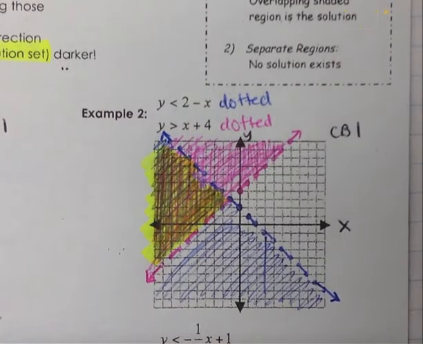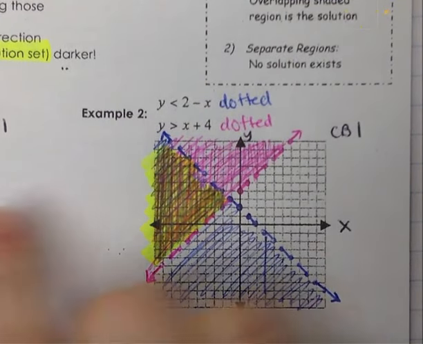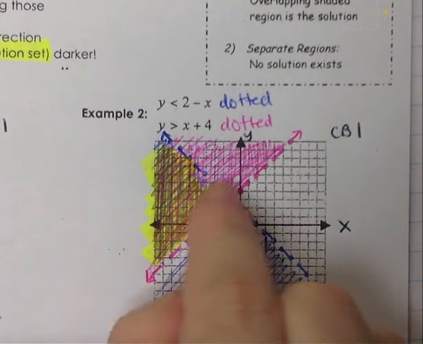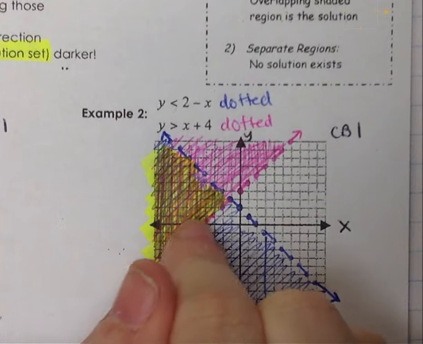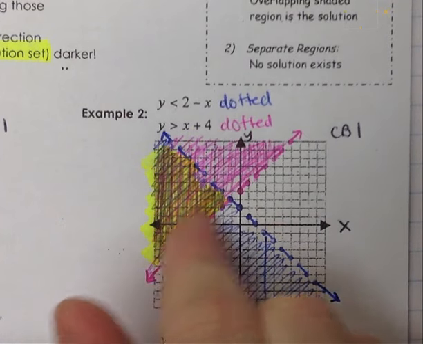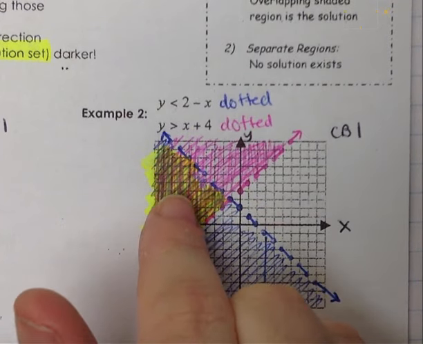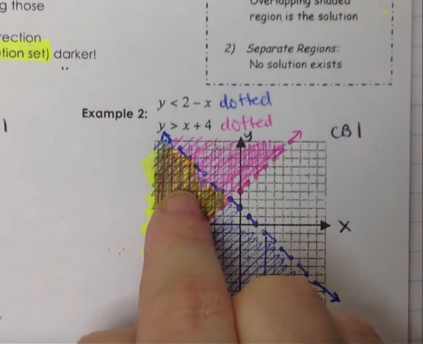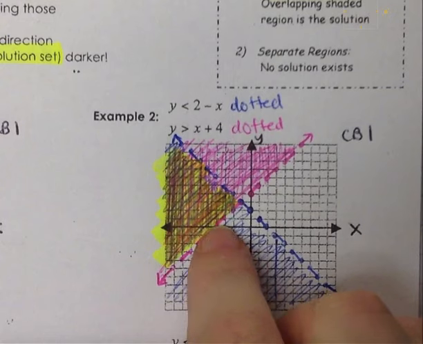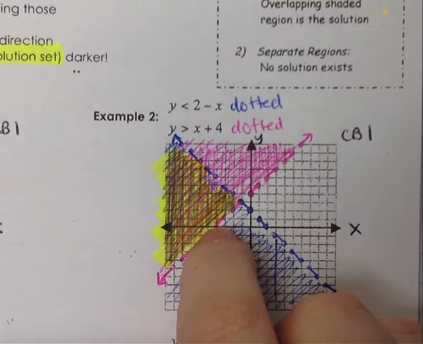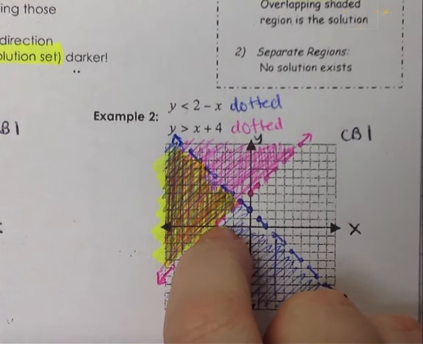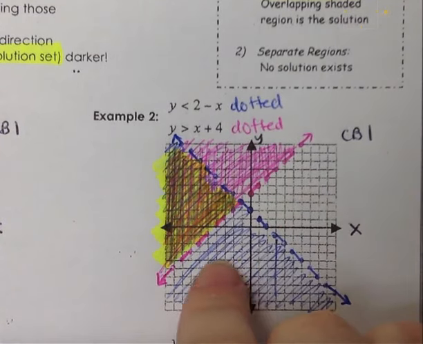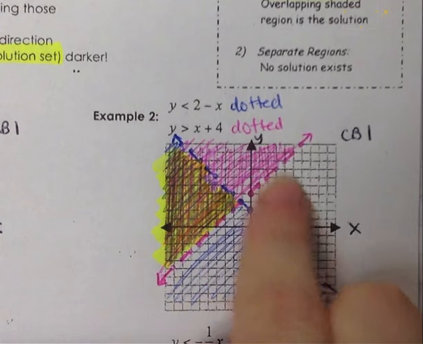Now, because these are both dotted lines, any coordinate on the line, on the pink and blue line in this section, is not a solution because they are dotted. But any coordinate inside of the yellow highlight is a solution. So this coordinate right here, even though it's on that dotted pink line, is not a solution. And anything else over here that is not overlapping is not a solution.